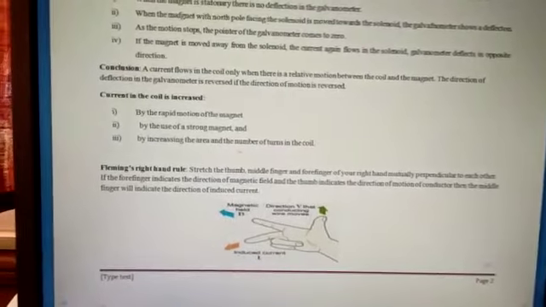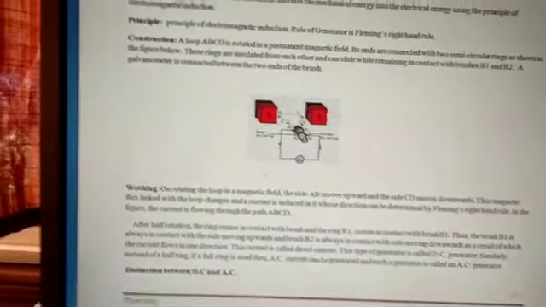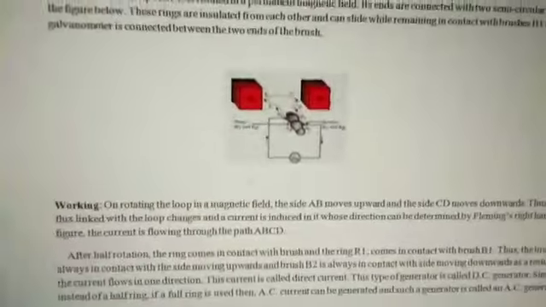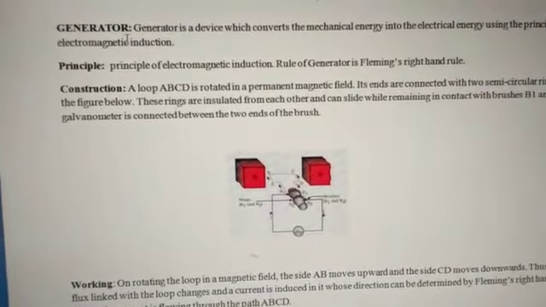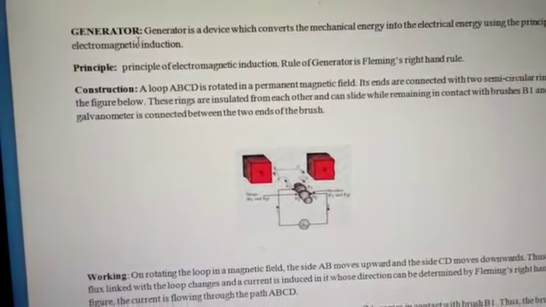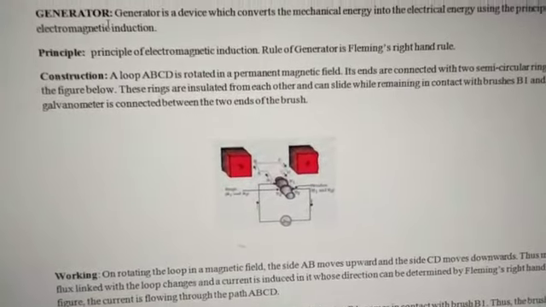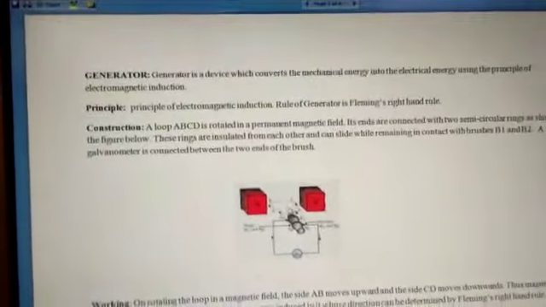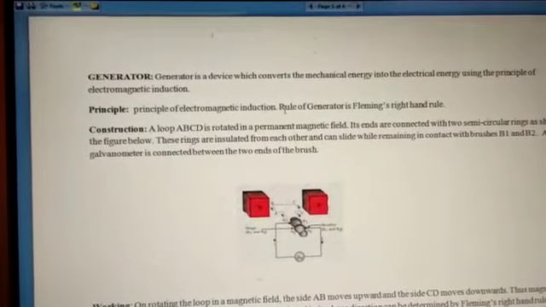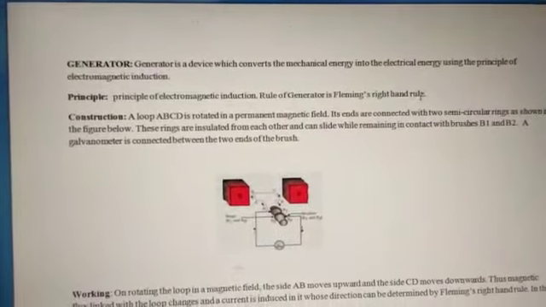Now, Fleming's right hand rule leads to the generator, the working of a generator. What is a generator? A generator is a device which converts mechanical energy into electrical energy with the principle of electromagnetic induction. We can say like that. What is the principle behind this generator? The generator works on the principle of electromagnetic induction. What is the rule here? The rule is Fleming's right hand rule.